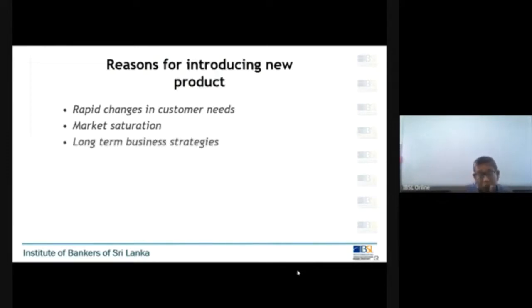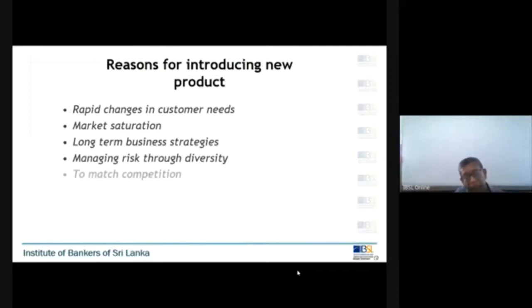Third, if you want to survive, if you want to be in the market, you need to come up with new products. Then, it is always better to diversify your businesses to reduce the risk. Somebody has introduced novel ideas, so you also need to introduce the same product or maybe some modified product. Why? To match the competition, to combat the competition. And the PLC concept, I will explain later, and maybe due to new technological things happening, you need to change your products. For that, you need to come up with new product development.